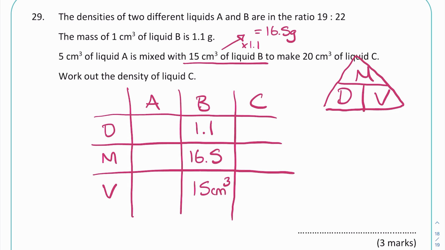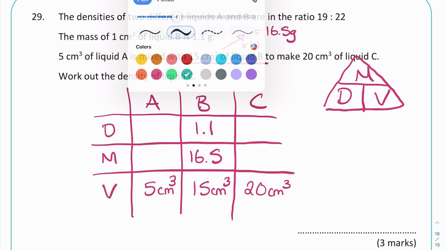Looking at the next bit, we have 5 centimetre cubed of liquid A was mixed in, so we know that the volume of liquid A was 5 centimetre cubed, and of course it's told us the total, but we could have added those up if we weren't sure. It says work out the density of liquid C. So we're trying to work out this box just here.